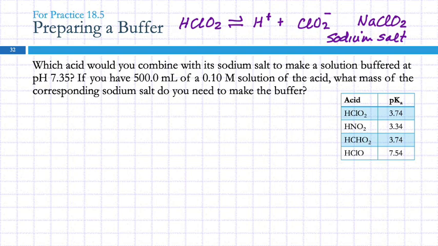Okay, so if we want a buffer with a pH of 7.35, which of these guys should we choose? This one at the bottom, right? This pKa by far is closer to 7.35 than the rest of these guys. So that's the acid we want to use, and we're going to use its sodium salt. So sodium hypochlorite. So if you have 500 milliliters of a 0.1 molar solution of the acid, what mass of the corresponding sodium salt do you need to make the buffer?